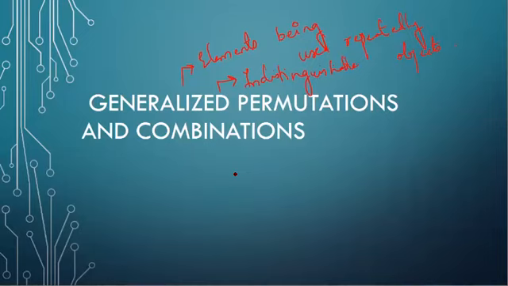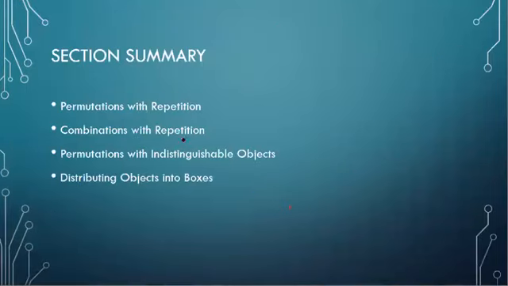For instance, if we want to check the rearrangement of the word Mississippi, in this case, what is the number of permutations you will get? All those kinds of things we will be studying in this topic, which is generalized permutations and combinations. So over here: permutations with repetition, combinations with repetition, permutations with indistinguishable objects, and distributing objects into boxes. So the first topic is permutations with repetition.